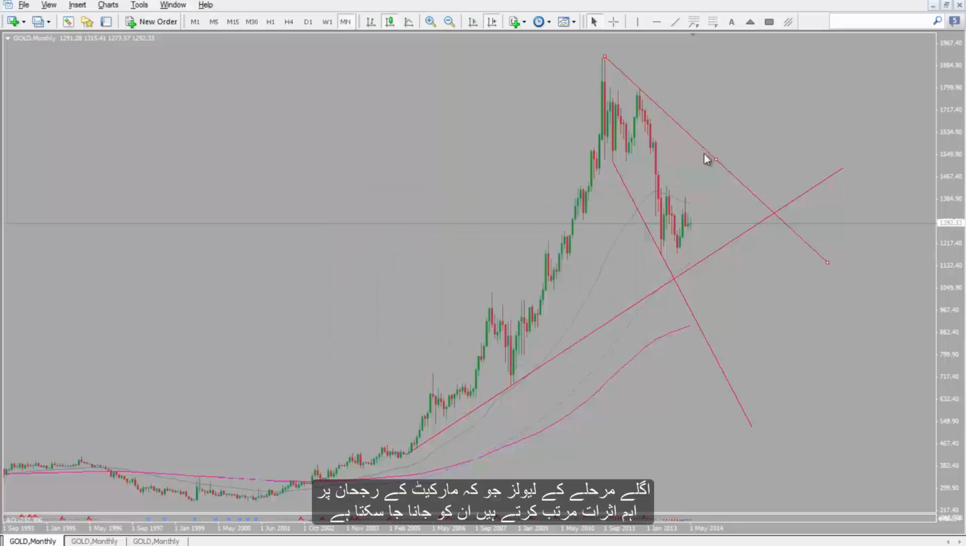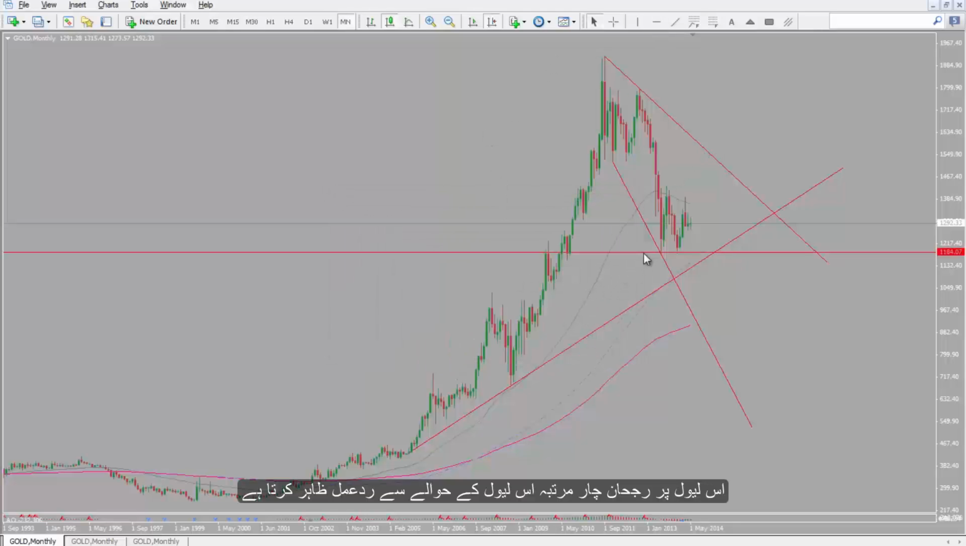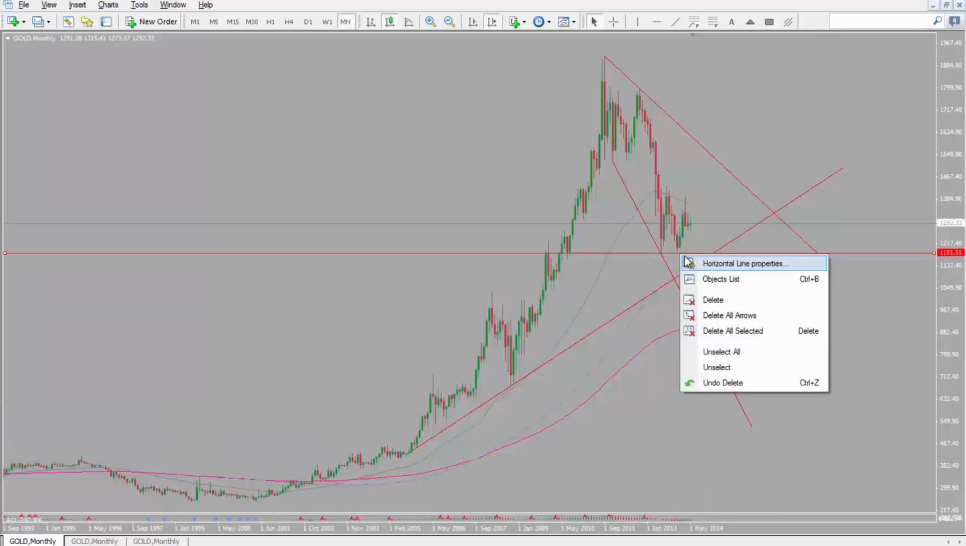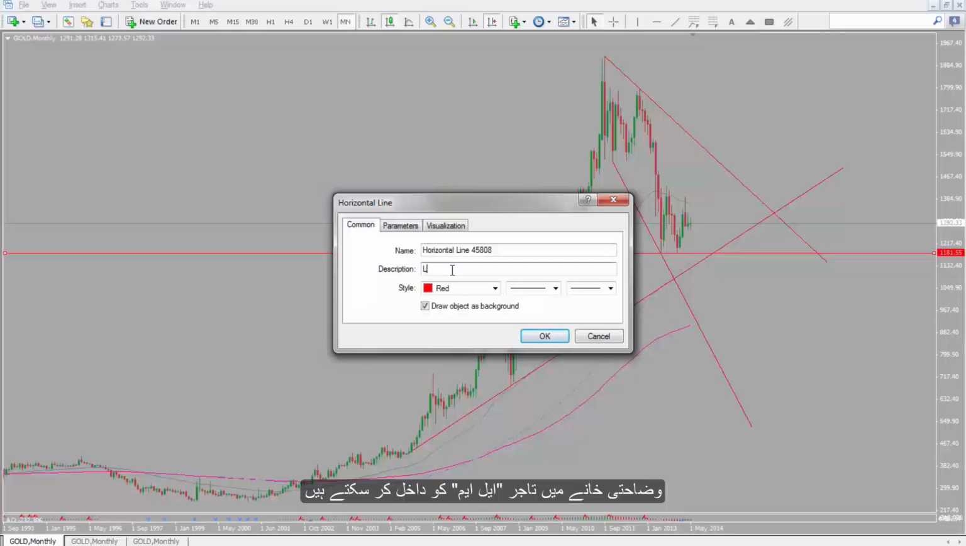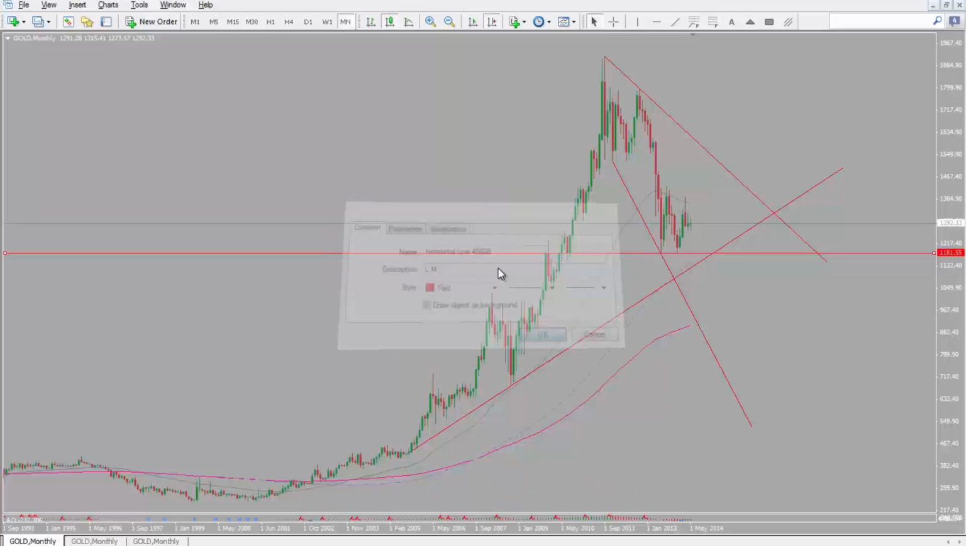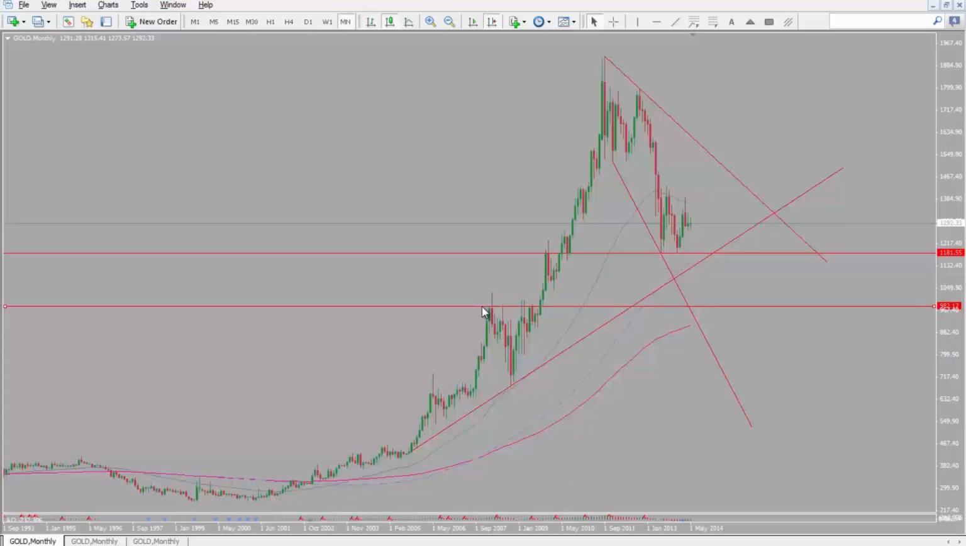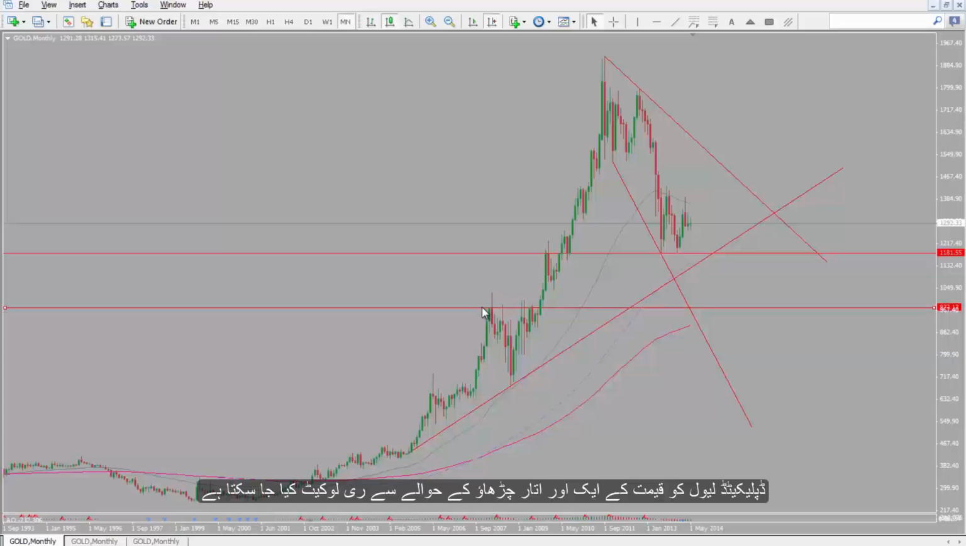Next step, levels that have important effect on market trend can be determined. On this level, trend has reacted to this level 4 times. The most recent reactions of the market price have more importance than earlier ones. On the description field, a trader can enter LM. A trader can hold the control button of their keyboard while double-clicking on the level to duplicate the level. The duplicated level can be relocated onto another price fluctuation.